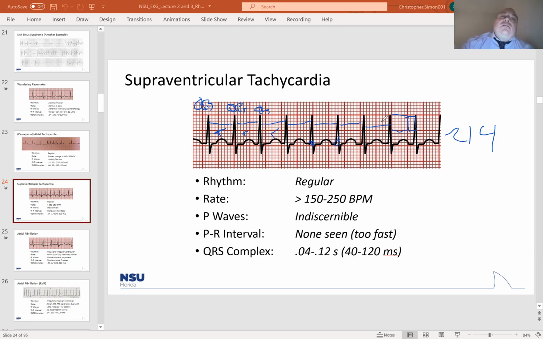Okay. So criteria for supraventricular tachycardia is going to be absent P waves, because you can't see them. Okay. Narrow QRS, regular R to R, regular rhythm, and a heart rate of over 150. All right. So that's SVT.